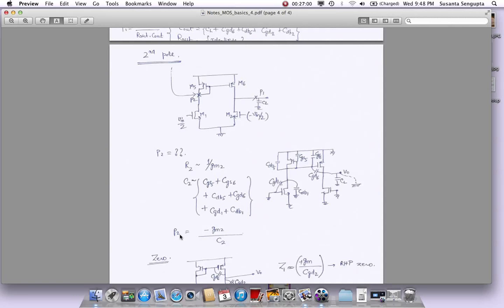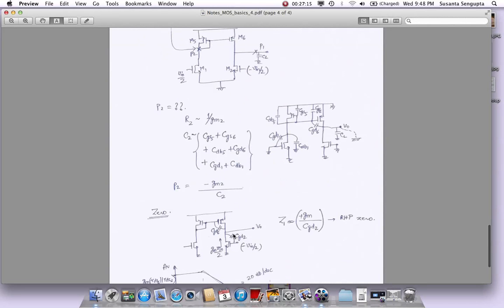So what is the pole? The pole will be minus GM5 by C2, C2 being the total capacitance here. So that will give you the second pole. So from input to output, as you hop, there are 2 nodes you hop through. So there are 2 poles, and we have calculated those 2 poles. Now this also has a zero.